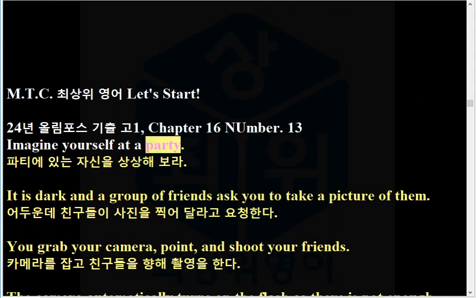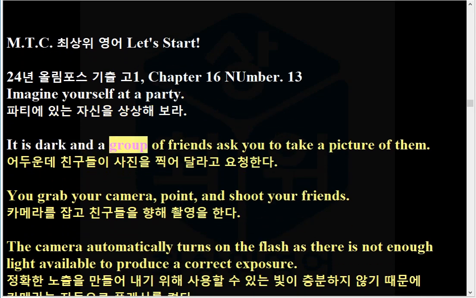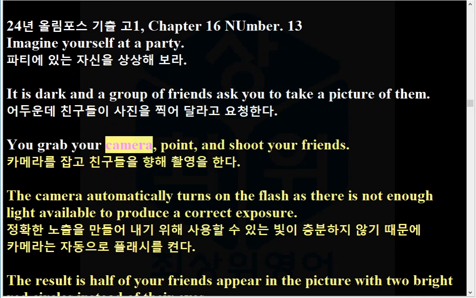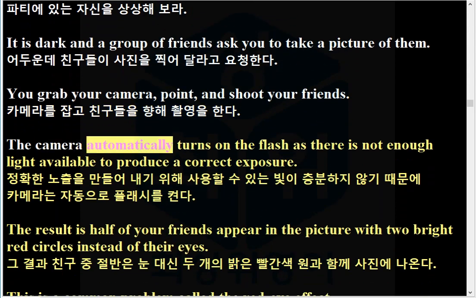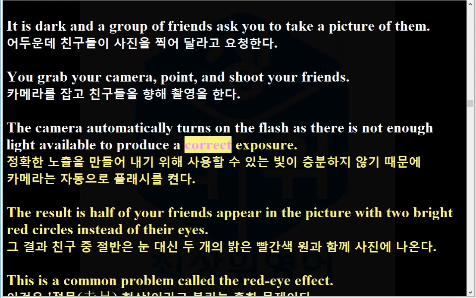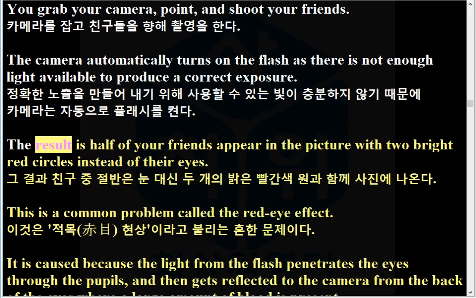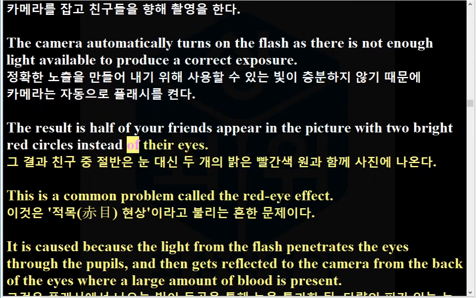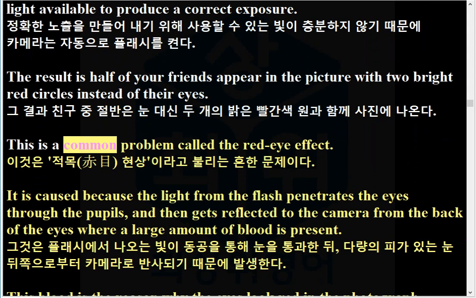Imagine yourself at a party. It is dark and a group of friends ask you to take a picture of them. You grab your camera, point, and shoot your friends. The camera automatically turns on the flash as there is not enough light available to produce a correct exposure. The result is half of your friends appear in the picture with 2 bright red circles instead of their eyes. This is a common problem called the red eye effect.